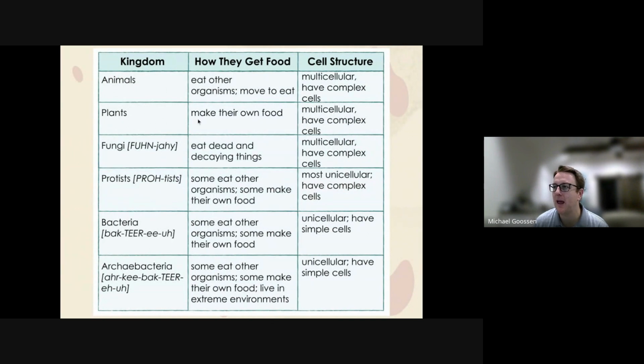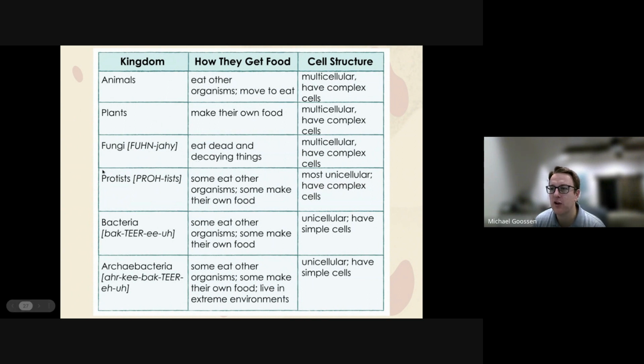And then next we got plants. So plants make their own food. I'm sure you know many examples of plants like grass, trees, bushes, flowers, stuff like that. Fungi are like mushrooms and other blobs that eat dead and decaying organisms. It sounds gross, but without them, there'd be a bunch of dead stuff laying around. So thankfully we have fungi.